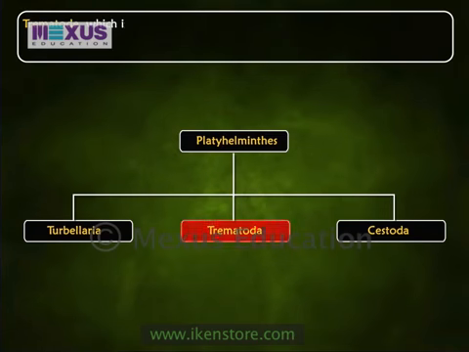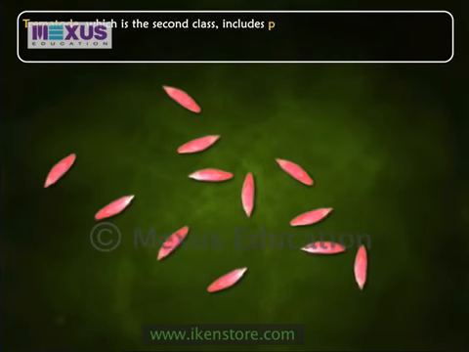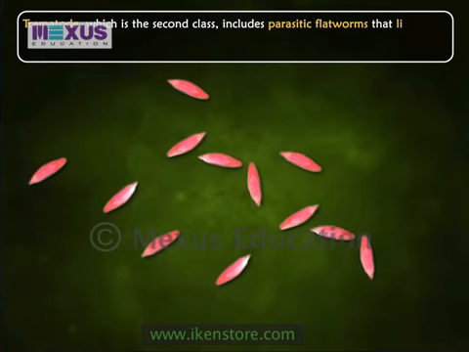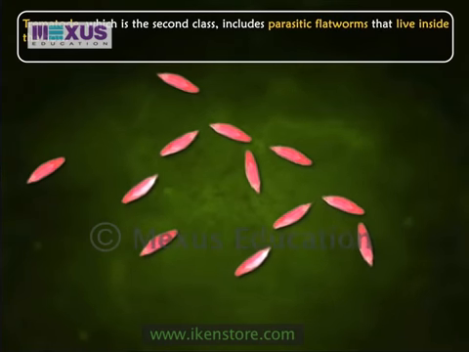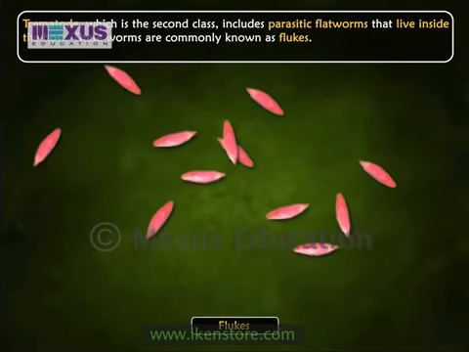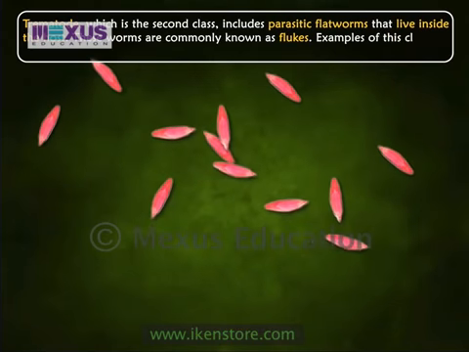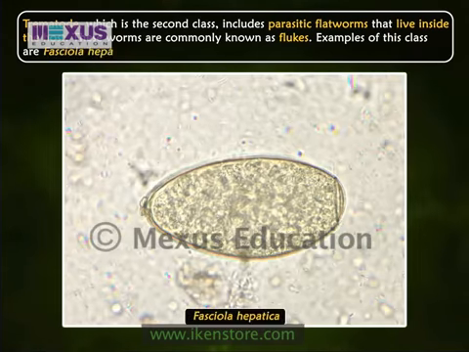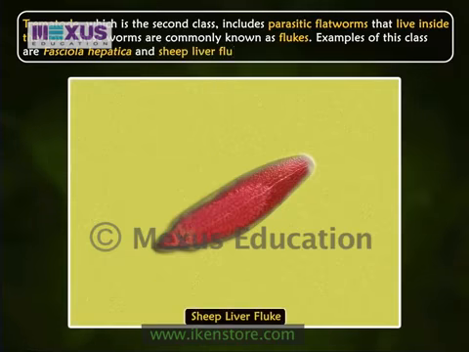Trematoda, which is the second class, includes parasitic flatworms that live inside the host. These worms are commonly known as flukes. Examples of this class are Fasciola hepatica and sheep liver fluke.